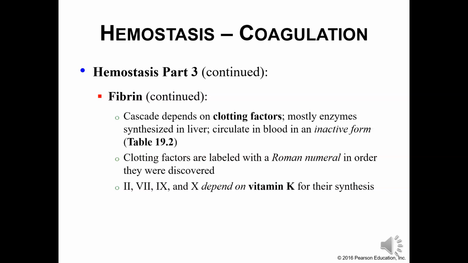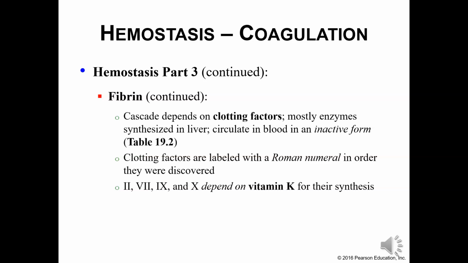And these cascades will depend on certain enzymes which are called clotting factors, which are synthesized in the liver. But these clotting factors circulate in the blood at all times in their inactive form, so they don't clot your blood vessel. Clotting factors are named with a Roman numeral, labeled in the order that they were originally discovered.